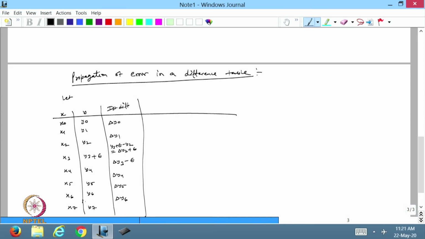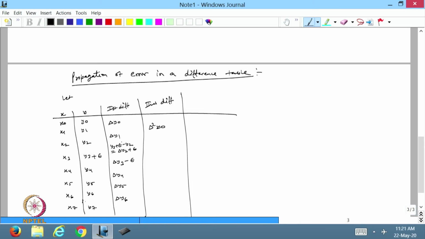So, here I am using the forward differencing operator. So, this is the value. Now, in the first difference, this error propagates and it appears at two places, plus epsilon and minus epsilon. Now, let us take the second difference. So, in the second difference, if you see, this minus this will be del square y naught.